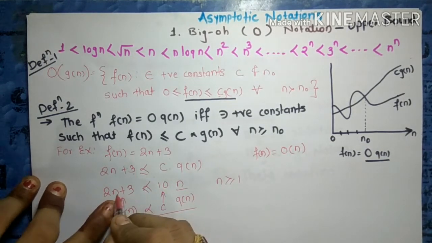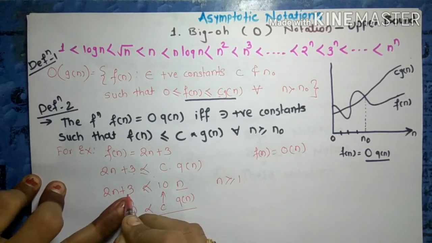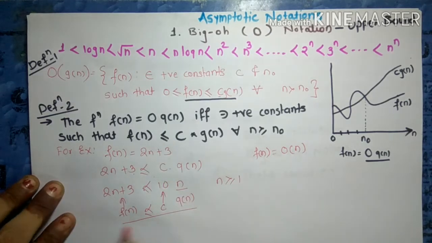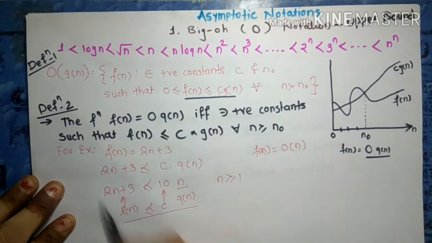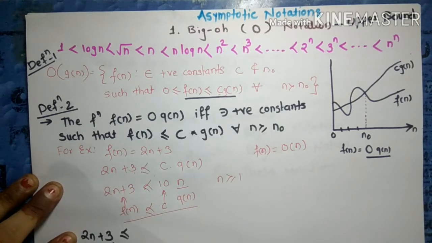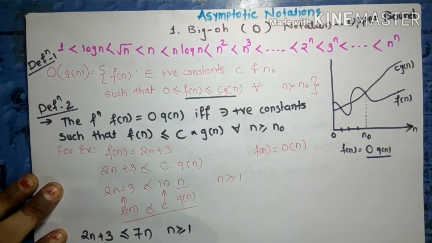If we put n as 1, what will be the number? 5. So any number greater than 5 we can take here. For the same example, f of n, 2n plus 3 is less than or equal to, here the number if we put 1 is 5, so we can take 7n also, for all n greater than or equal to 1. So this is our f of n, this one will be the c, and this one will be the g of n.